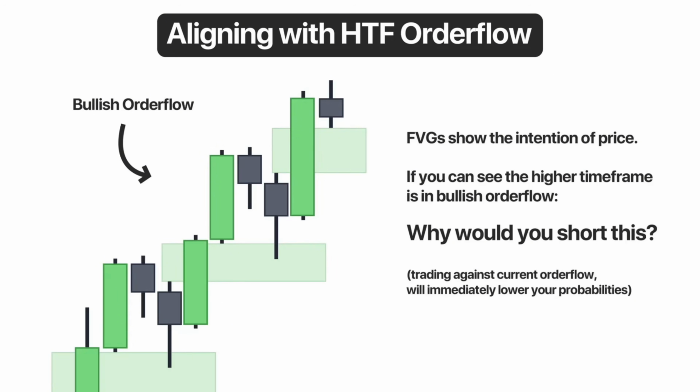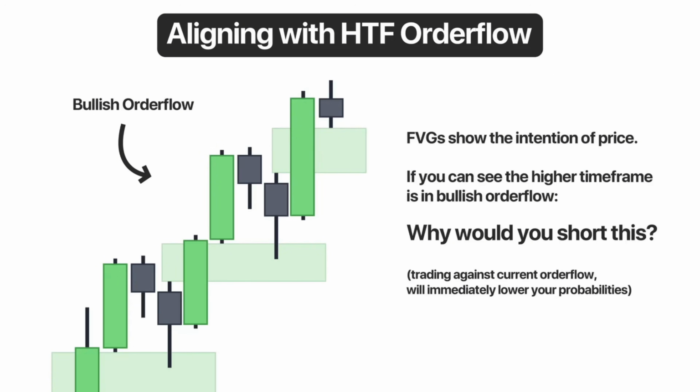So if you notice that the higher time frame is in bullish order flow because you have bullish fair value gaps pointing higher, why would you short this? Why would you, for example, if we're looking at a daily chart right here, start looking for shorts to then play into the daily fair value gaps? You don't want to do that because you're trading counter trend. You're trading against current order flow.